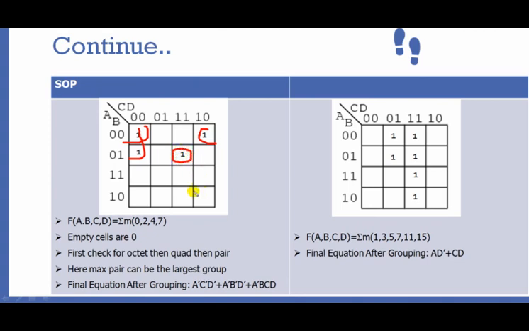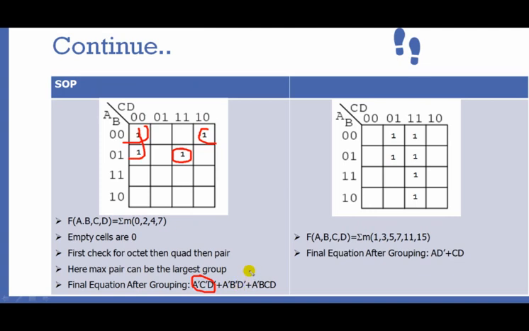Now we'll note the non-changing variables. Here in this part, C and D are non-changing, so C bar, D bar, and A is also non-changing, so A bar, C bar, D bar. In this pair, A and B are non-changing, so A bar, B bar. And finally D is also not changing, so we noted D bar.